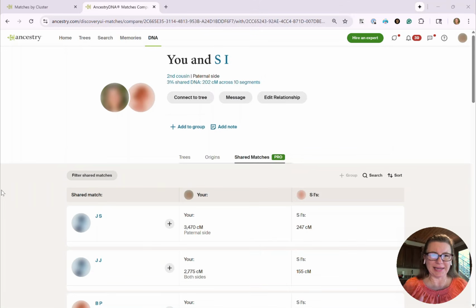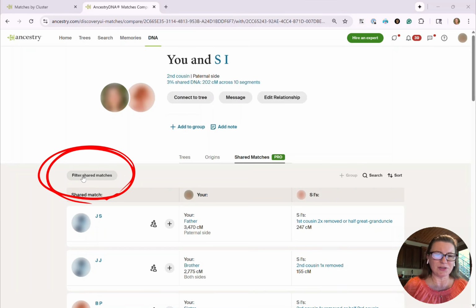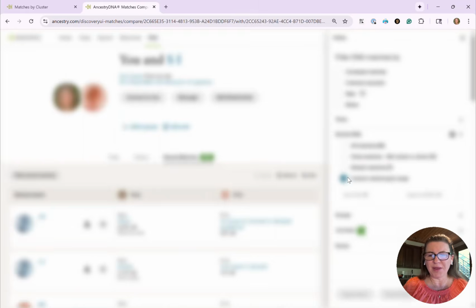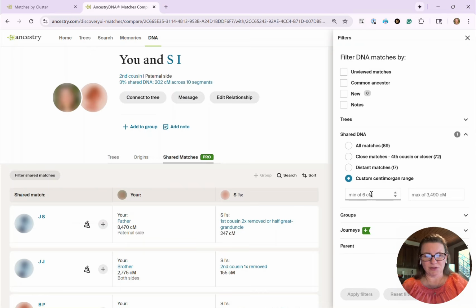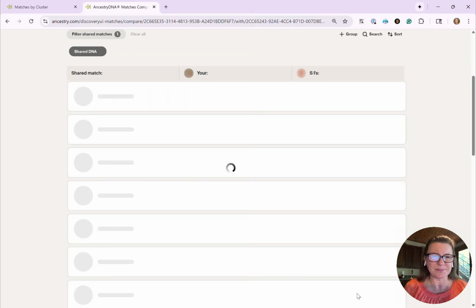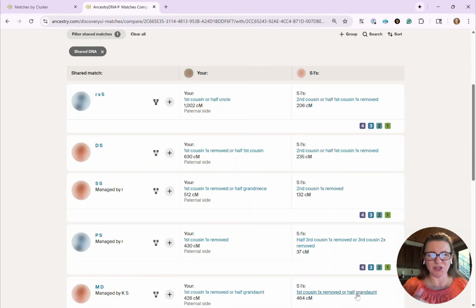Okay, so I'm now on Ancestry. I found that person, the SA, and their initials are SI. And I blurred this using Goldie Mace so I can privatize things. Now, the first thing I'm going to do is go to Filter Shared Matches, and then I want Shared DNA. And I want the same range that Ancestry is using for the clusters, which is 6,500 to 1,300 centimorgans. Each time it's checking to hide things. So I'm going to apply those filters.